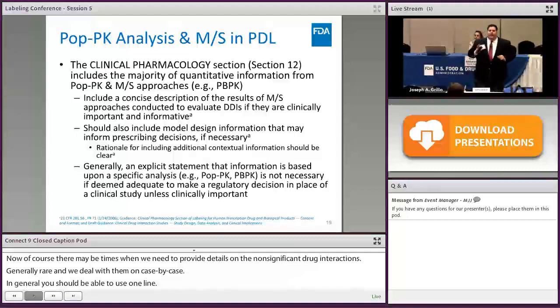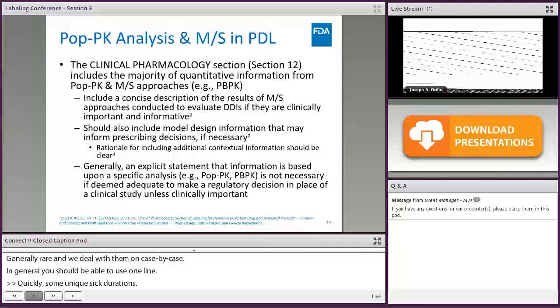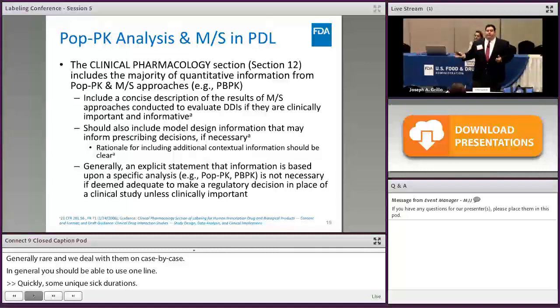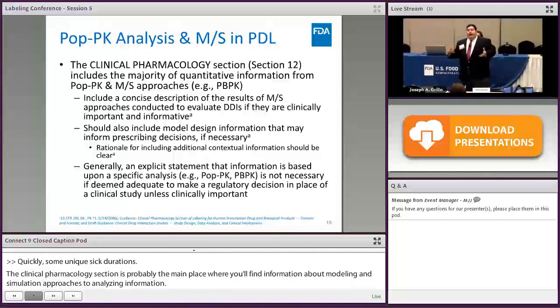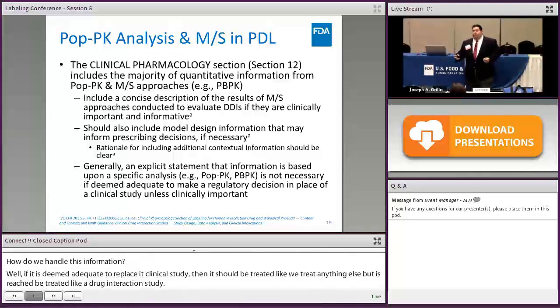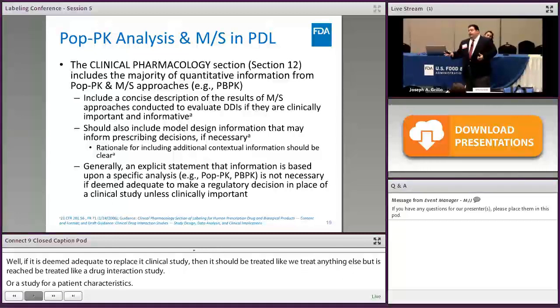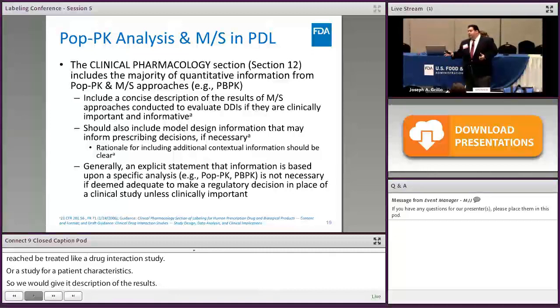The clinical pharmacology section is probably the main place where you'll find information about modeling and simulation approaches to analyzing information. So how do we handle this information? Well, if it's deemed adequate to replace a clinical study, then it should be treated like we treat anything else. So it should be treated like we would treat a drug interaction study, or a study for a patient characteristic or something like that. So we would give a description of the results, and we'd give information about the design, as needed.